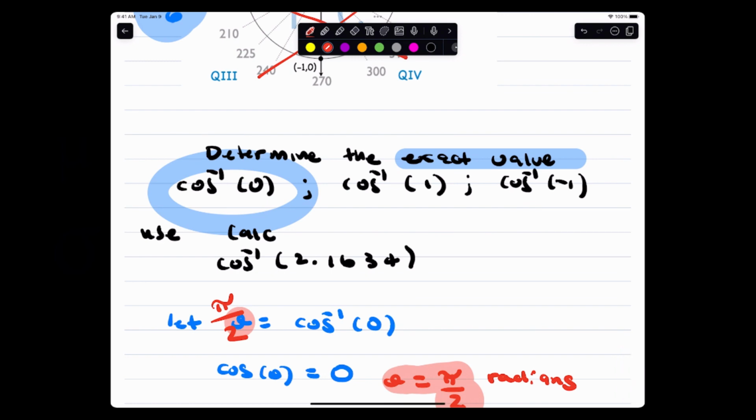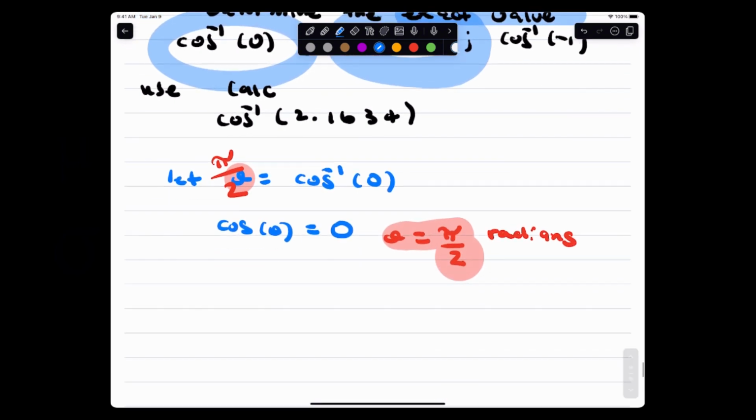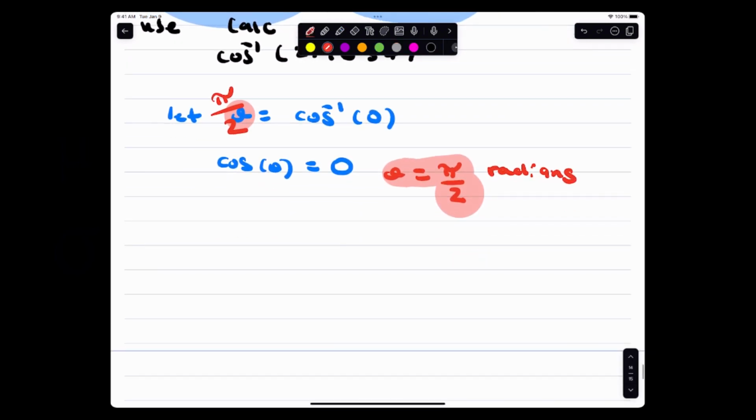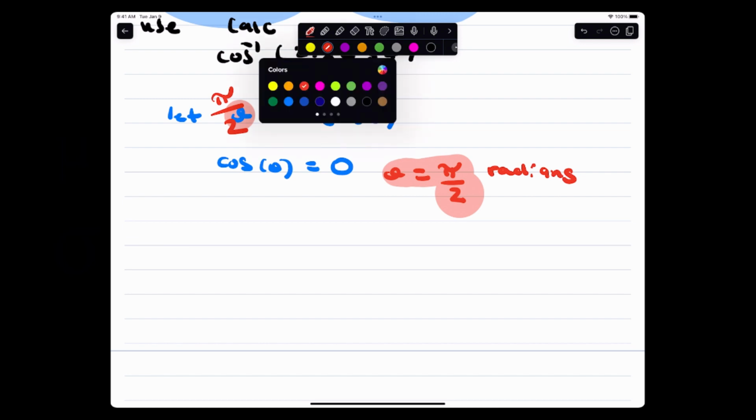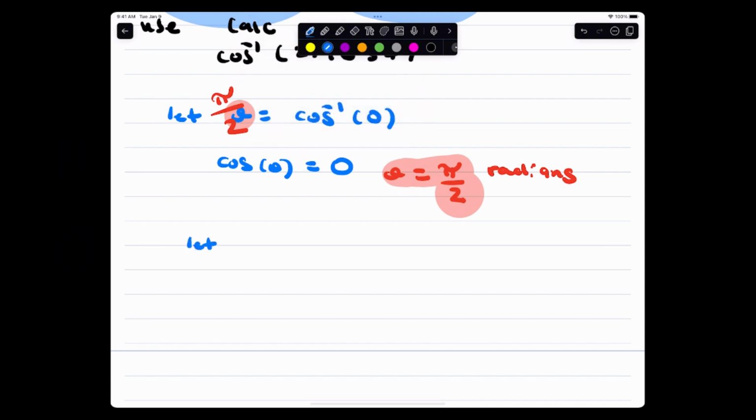Now, we're going to do this one, inverse cosine of positive 1. So now, we'll say this. Let theta be the inverse cosine of 1. By definition, cosine theta will be 1.